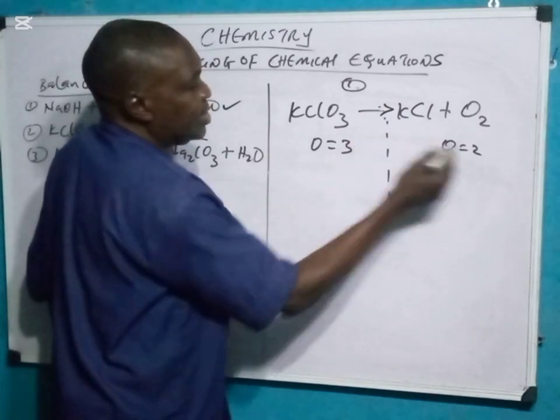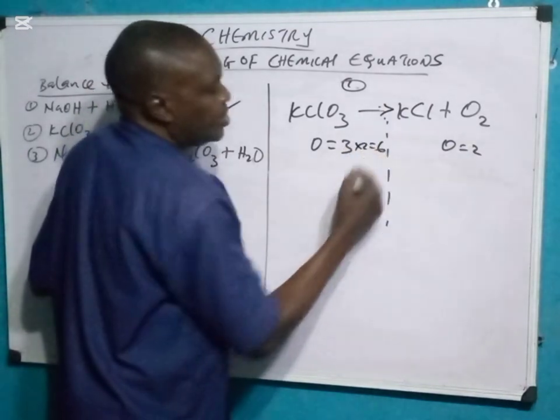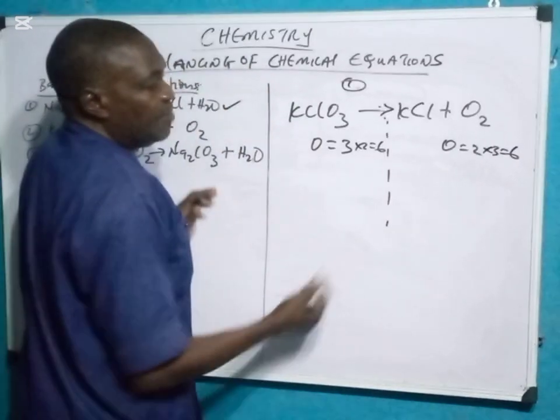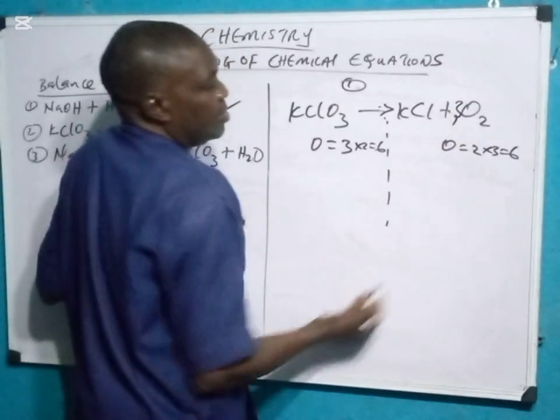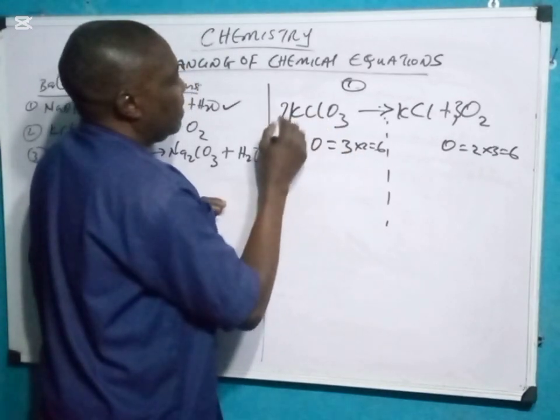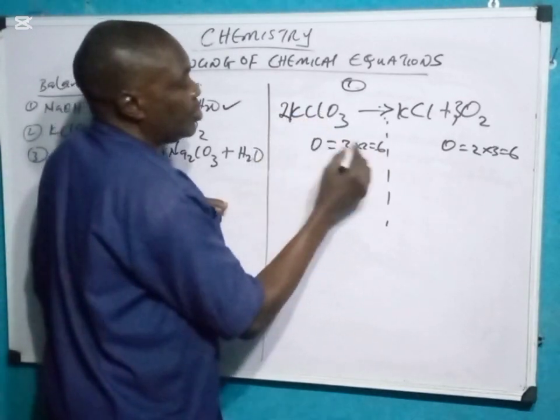What you do, you say this times this equals 6. Then this should have to be times 3 equals 6. Therefore, you have to introduce 3 here. Make it 3 times 2 is 6. You have to introduce 2 here. Remember, you cannot put in between. Make it 2 times 3 is 6.